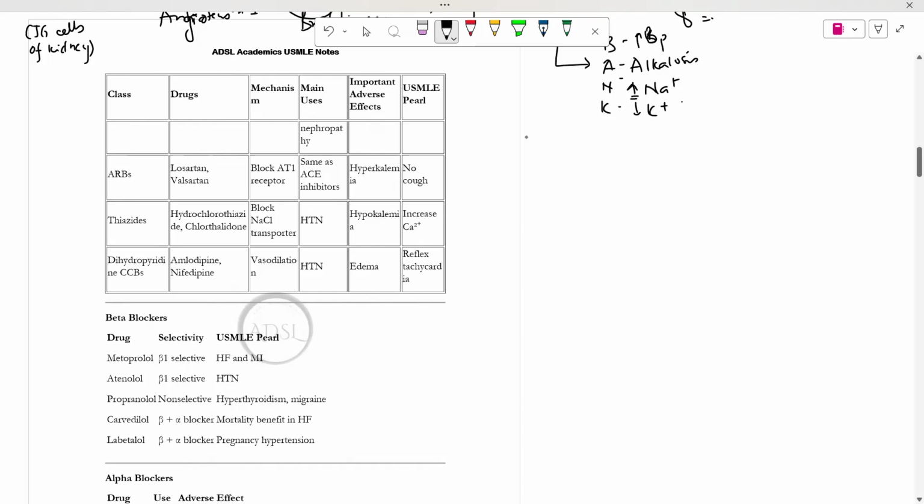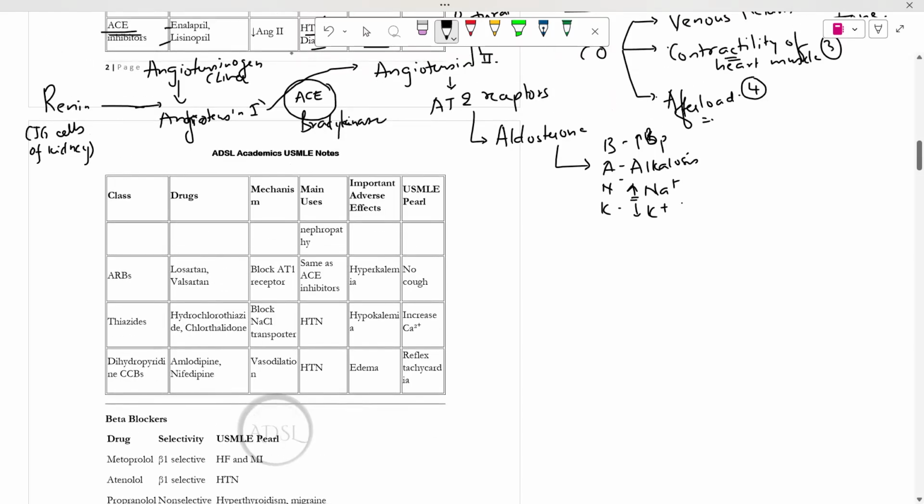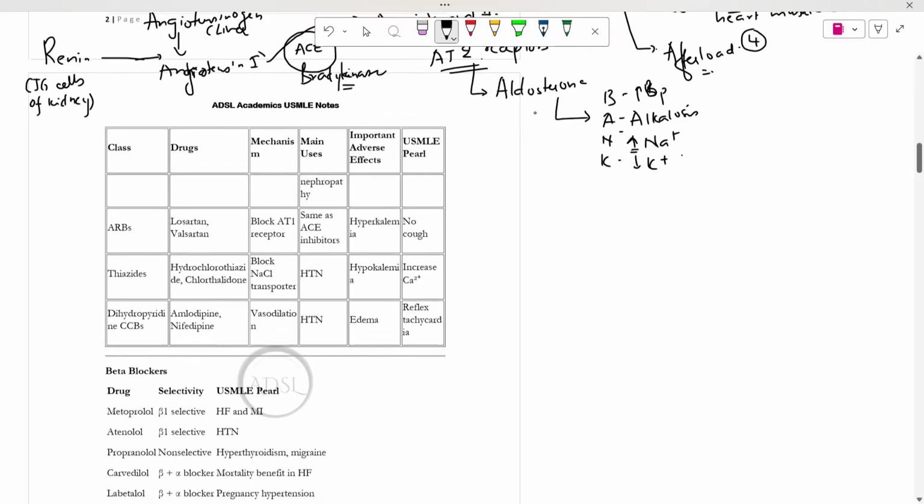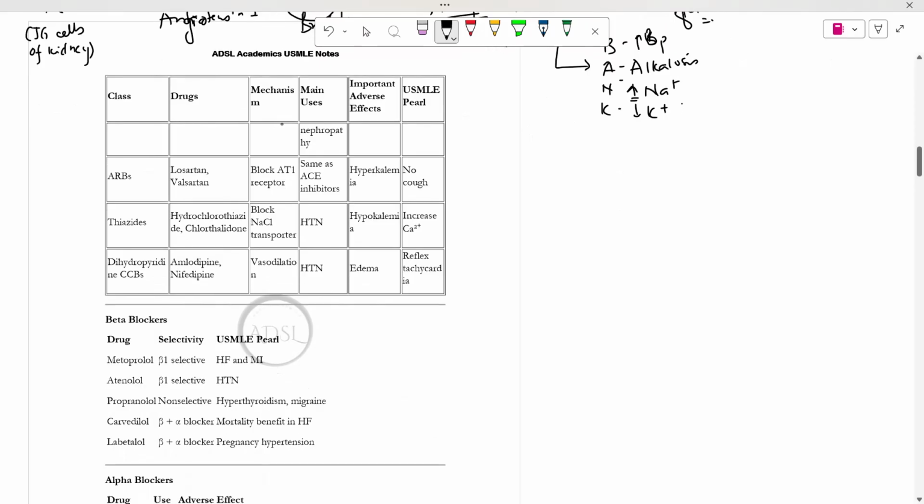Now, instead of blocking angiotensin converting enzyme, which is also a bradykininase and causes cough, we can block these angiotensin 2 receptors. Ultimately, if we block these, aldosterone will also be inhibited. So that is another way of doing it, and that is basically losartan or valsartan we can give. They are angiotensin receptor blockers. The mechanism of action is similar, and the use is similar to ACE inhibitors, but the problem is that they can cause hyperkalemia. So one has to be careful.